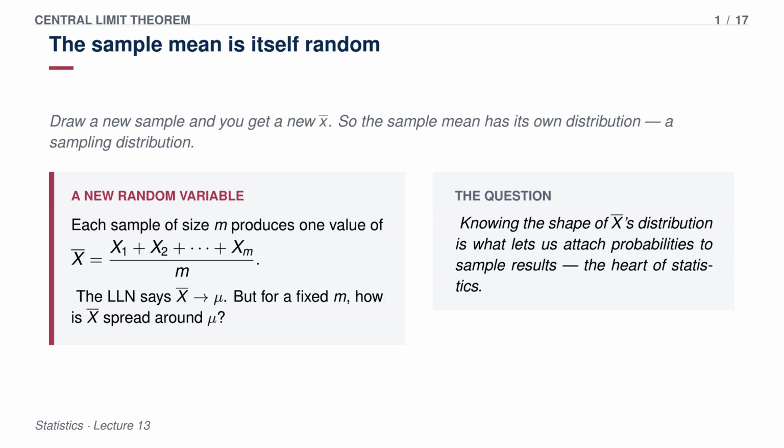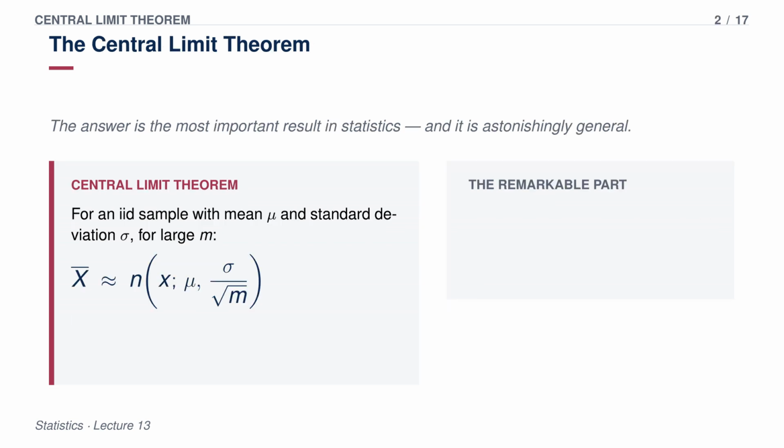And that's not a side question. It's the whole game. If we know the shape of how x bar is spread around mu, we can attach actual probabilities to a sample result. That's the heart of statistics, going from one sample to a statement about the truth. So here's the answer, and it's the most important result in the whole subject.